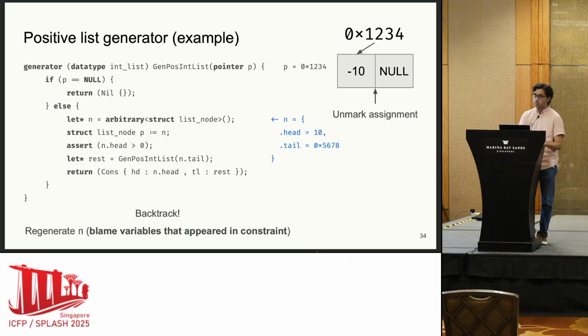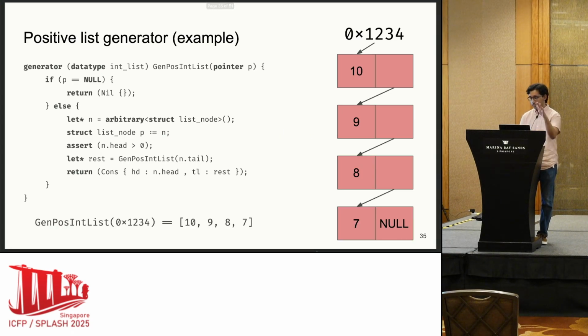So we went to the let star n. And we are also going to carry information when a logical assertion fails. In this case, it's going to be the variables we quote unquote blame. The approximation we do is that we just take all the variables that are mentioned in the constraint. So in this case, n.head greater than 0, the only variable mentioned is n. So we're going to try to regenerate n. And if you keep doing this, eventually you can generate the same list that we saw with the predicate.